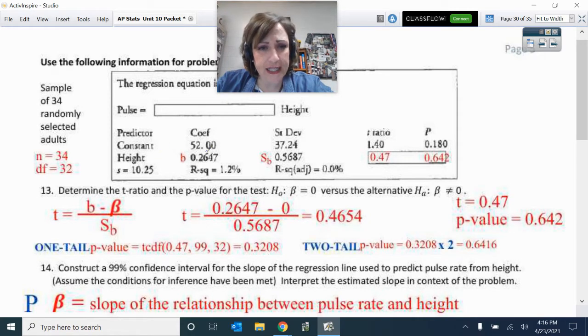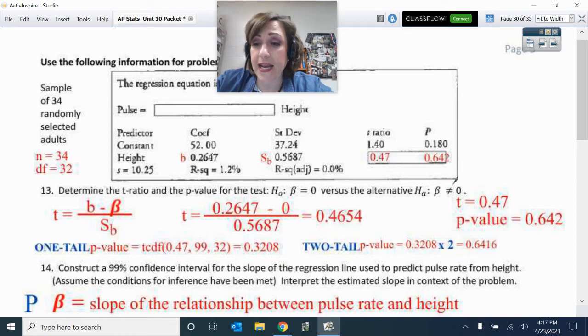Here is a computer printout, I can tell, of course, here is my sample slope. Here's my standard deviation of the slope. I'm going to be asked here in a minute to do the t-score and the p-value. Sample size 34, so degrees of freedom on this regression analysis is n minus 2. Here we go, find the t-ratio and p-value for the test, null hypothesis beta is 0 versus the alternative hypothesis beta is not equal to 0.